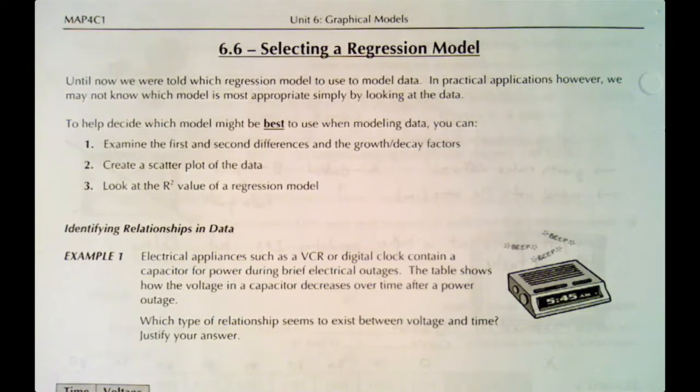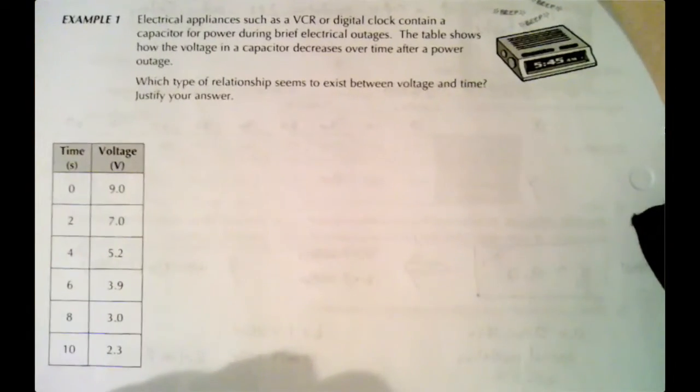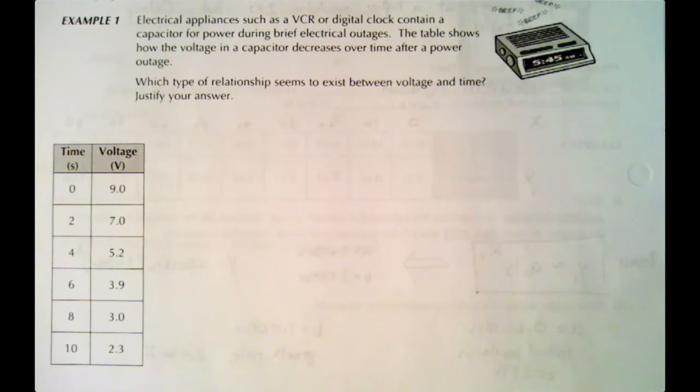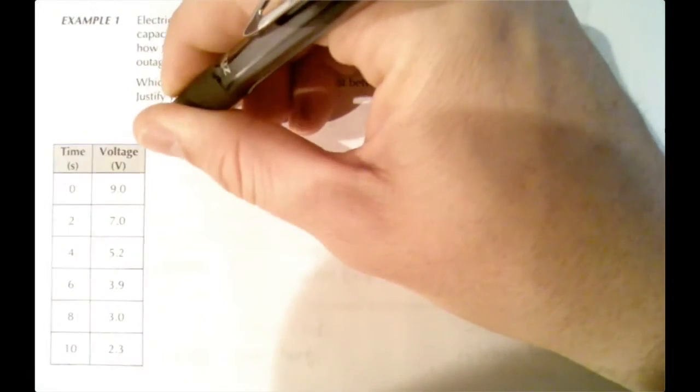In our first example, we're going to just look at first and second differences and Y ratio and then make a decision. So here we go. Electrical appliances such as a VCR or digital clock, this is dated, contain a capacitor for power during brief electrical outages. The table shows how voltage in the capacitor decreases over time after a power outage. Which type of relationship seems to exist between voltage and time? Justify your answer. Well, let's compare first, second, and Y ratio.